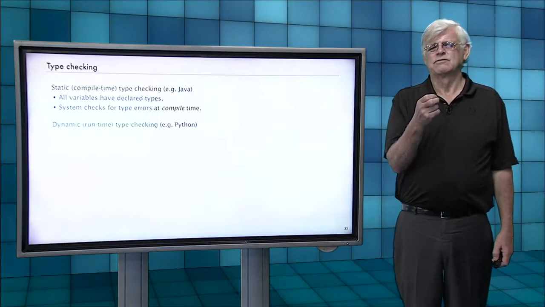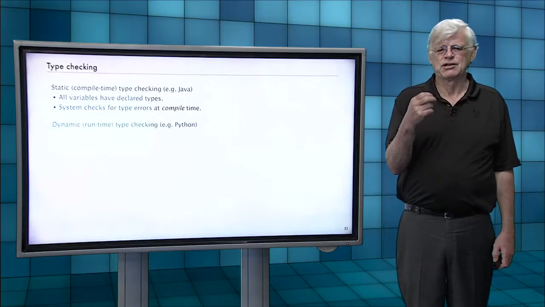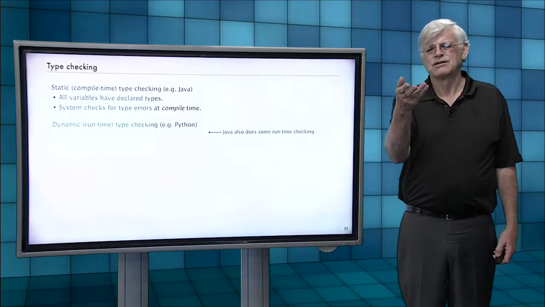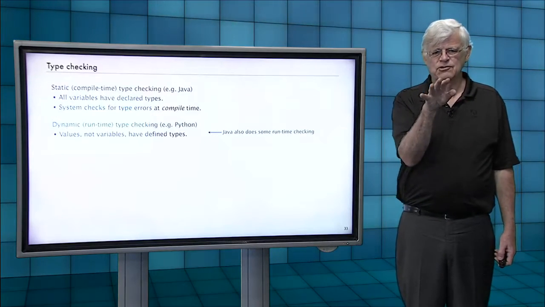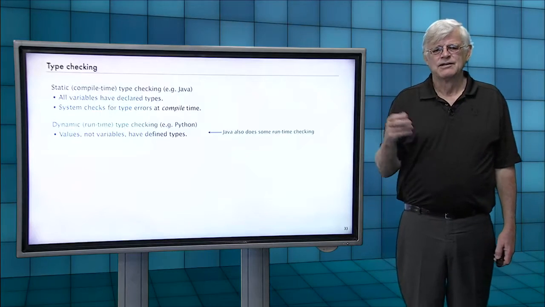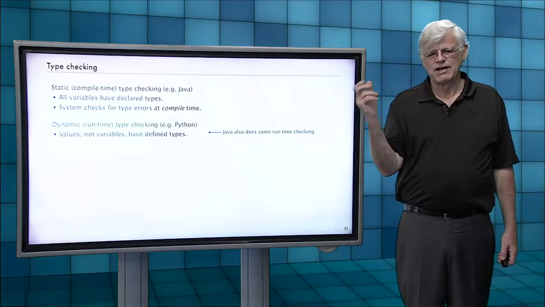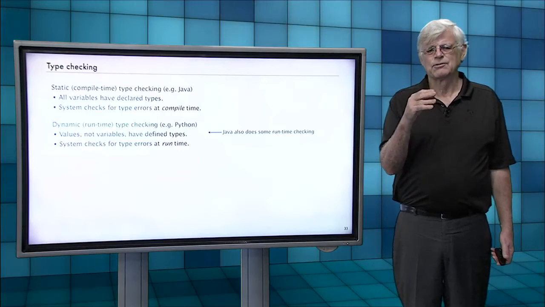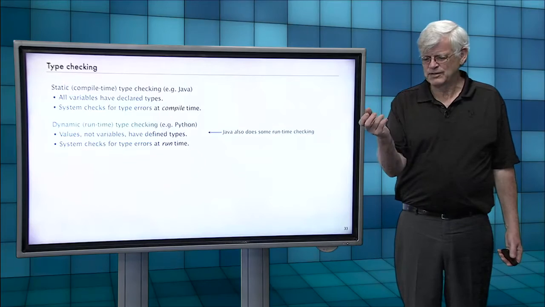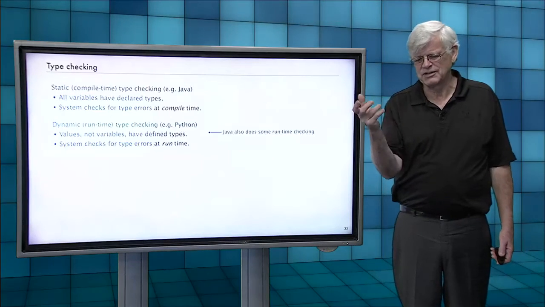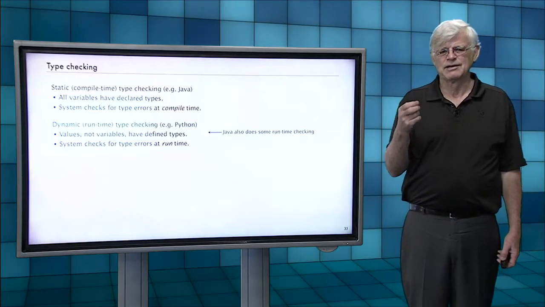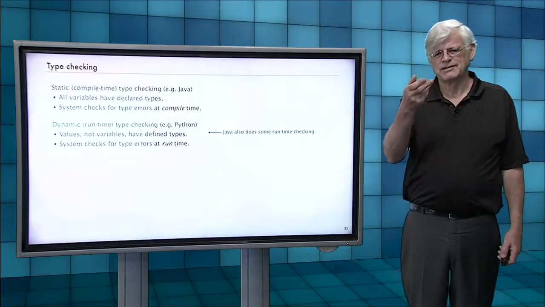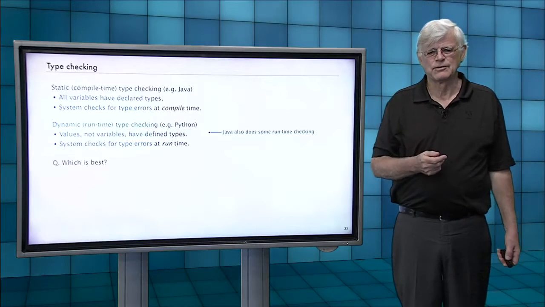The alternative is called dynamic or runtime type checking, which is what they do in Python. Java also does some runtime type checking, but let's talk about this contrast. The idea is that the values, not the variables, have defined types. And the system, therefore, can check just when it's time to perform an operation, just in time that it's got the right types. And so these are two dramatically different approaches to looking for type errors.